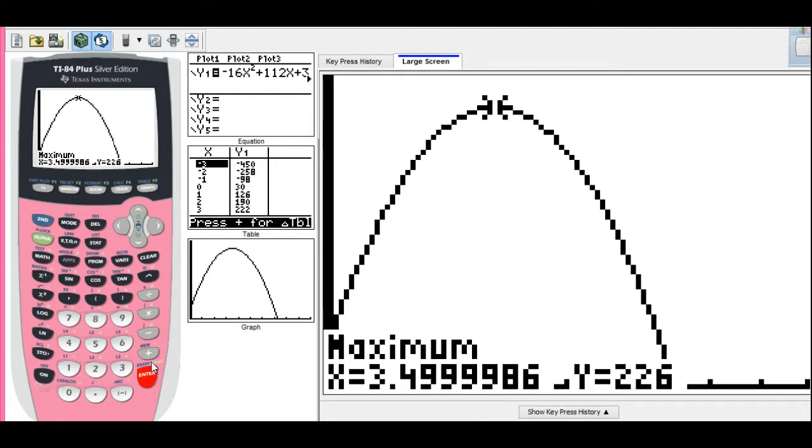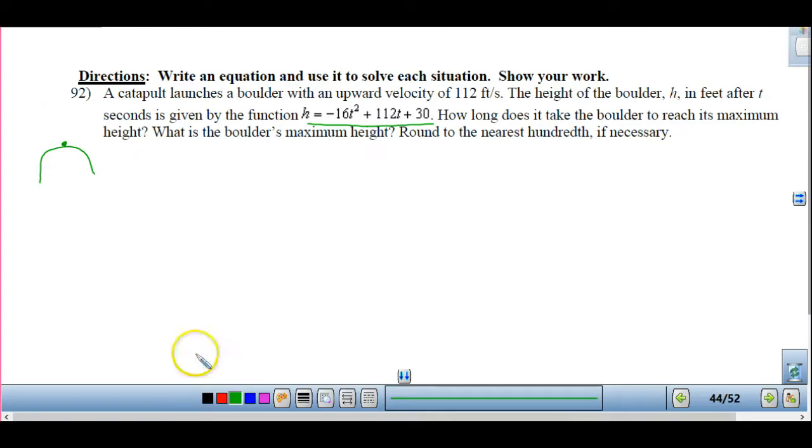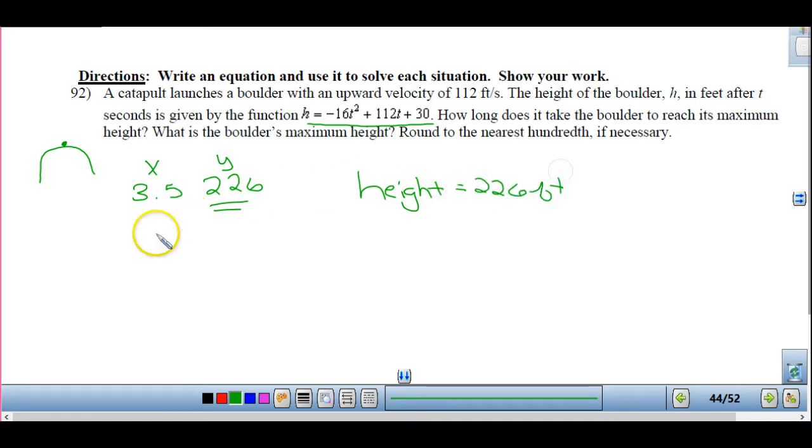Alright, so it gave us about 3.5 and 226. So if we go back here, I have 3.5 and 226. So our x was 3.5, our y was 226. Okay, so our max height is going to be 226 feet. And at what point was it there? Well, remember our x is our seconds, so it got to its highest point at 3.5 seconds.